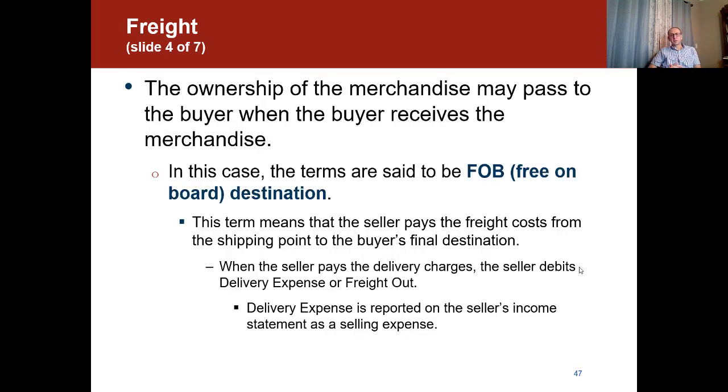The ownership of merchandise may also pass to the buyer when the buyer receives the merchandise, and that's the other scenario. The other scenario is free on board destination. In this case, the title and ownership of the items move to the buyer once it reaches the buyer's warehouse. While it's in transit, it's still owned by the seller. And in this case, the seller is the one responsible for the shipping cost. This means that the seller pays the freight cost from the shipping point to the buyer's final destination.